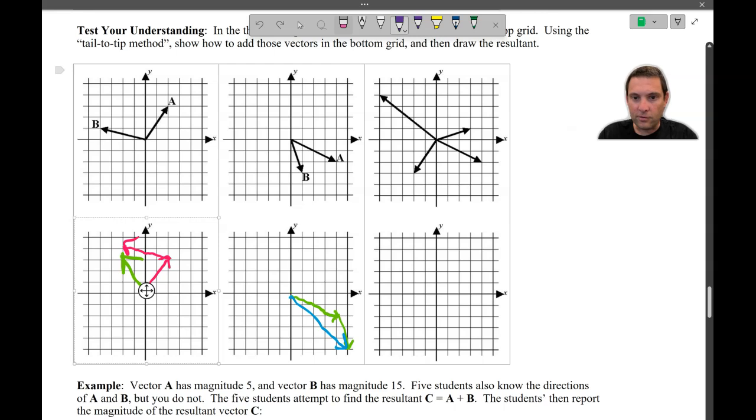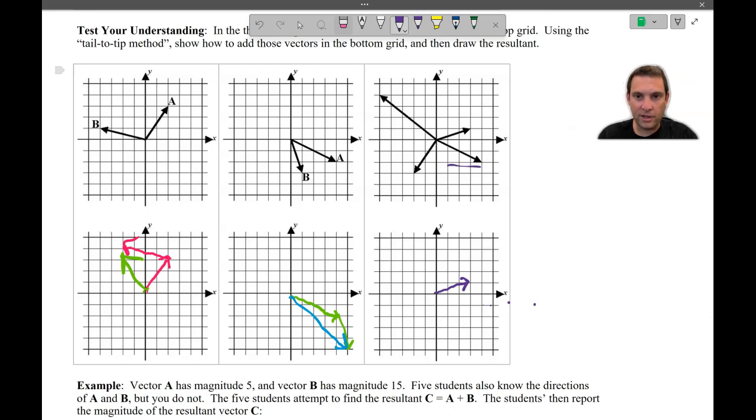Up 1, to the right 3. Next one: 1, 2, down 2, to the right 4. Uh-oh, I'm going off the grid. I'm going to try a different vector, so I'm going to hold off on this one. 1, 2, 3, down 3, left 2, 1, 2, 3, 1, 2.